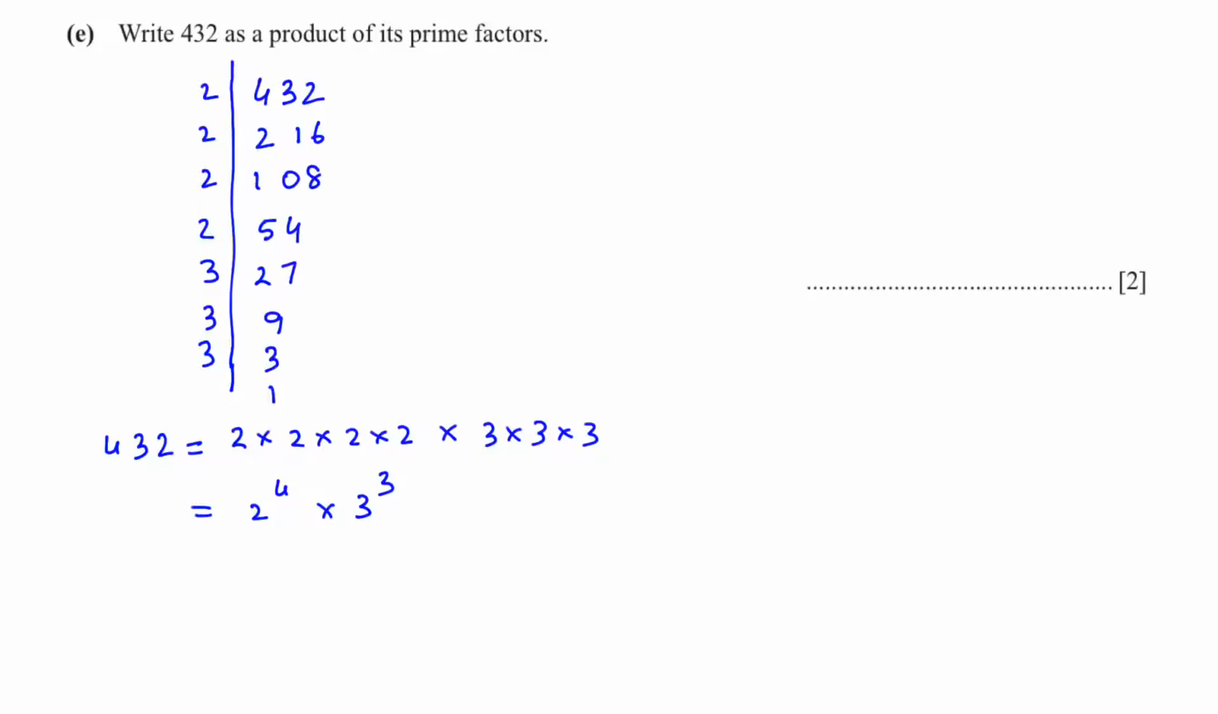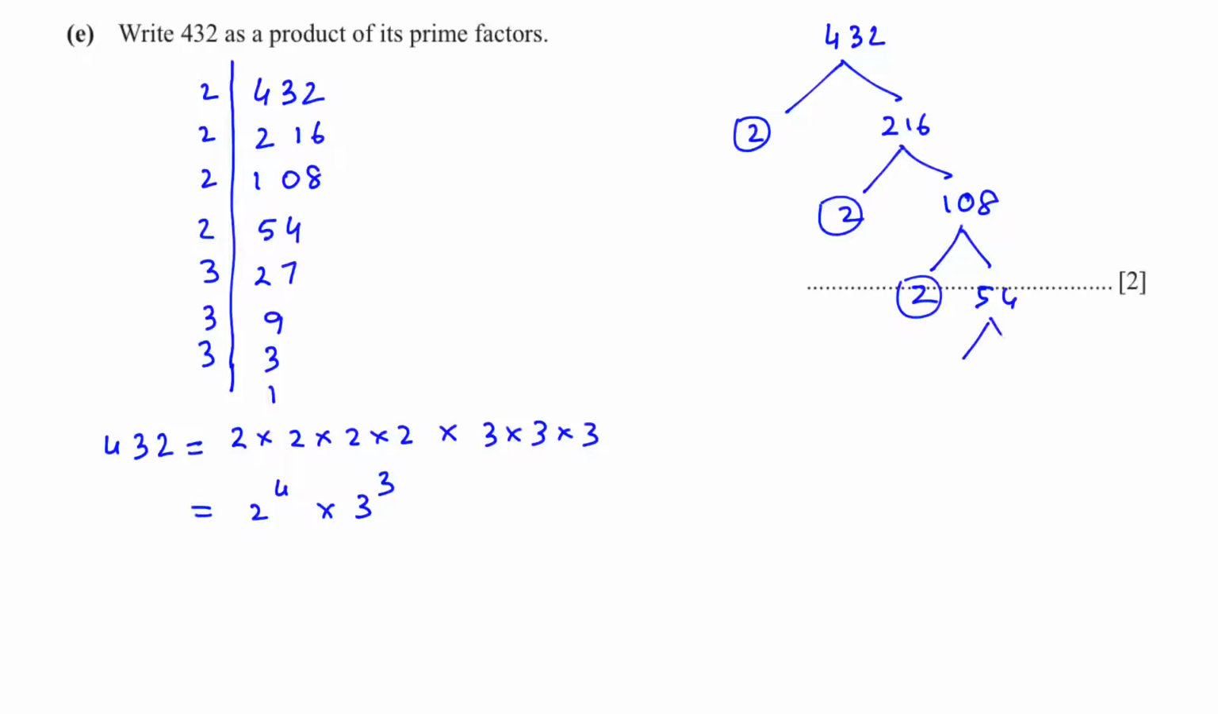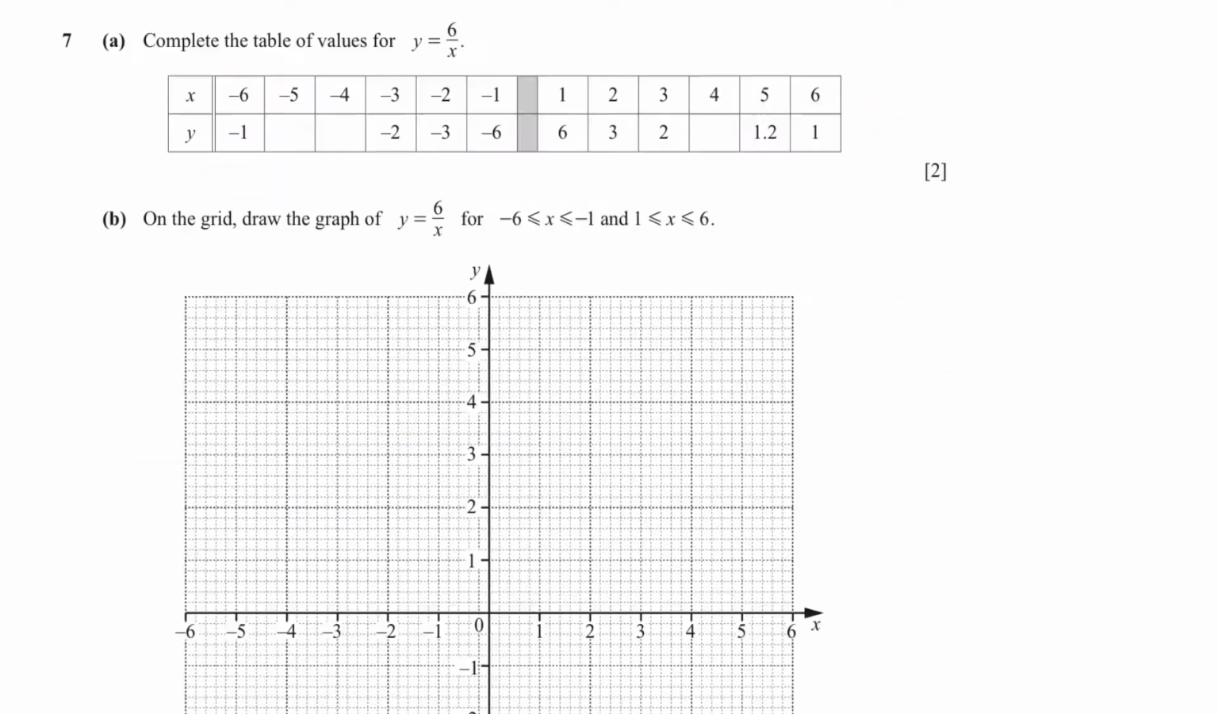I will show you now the factor tree way. So 432, 2 times 216. You circle the 2 and 108. So 2 times 54 will give you 108. 54, 2 times 27. 2 is the prime number, we circle the prime number. And 3 times 9, 3 is a prime number. And 3 times 3 will give us 9. So basically we can use either way to get the answer.